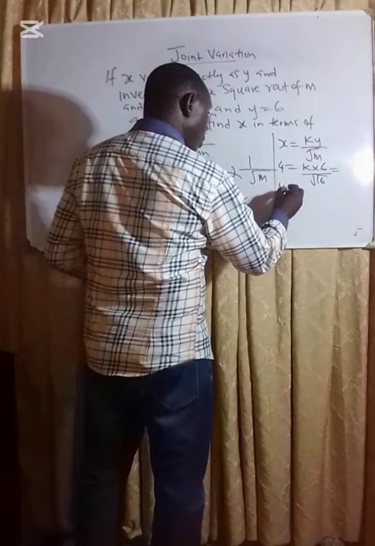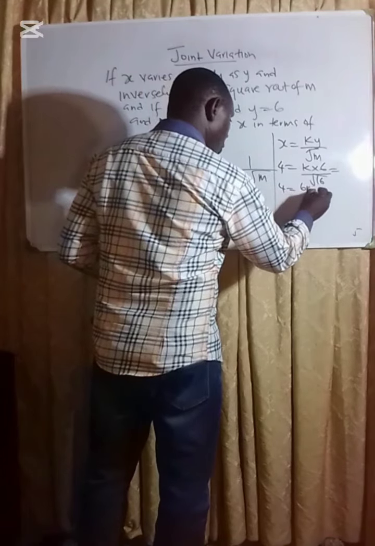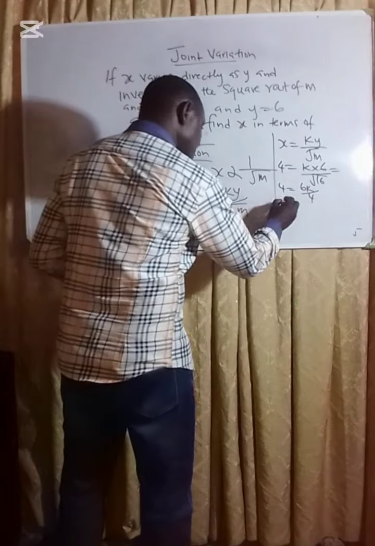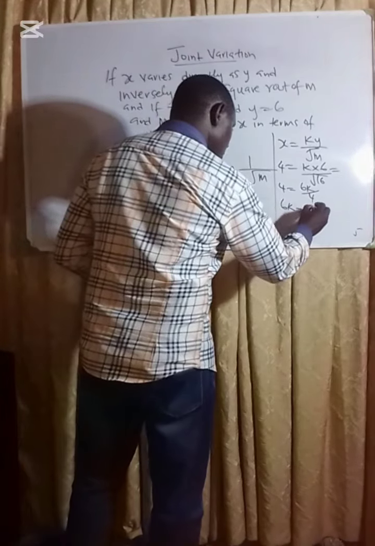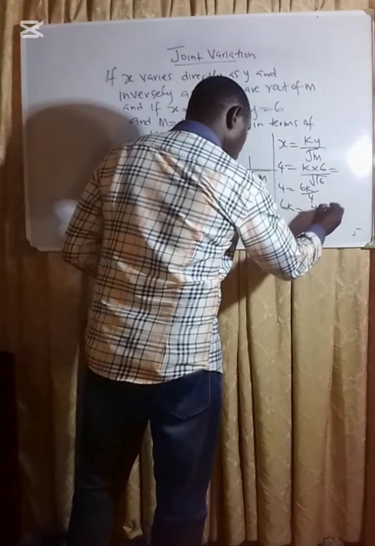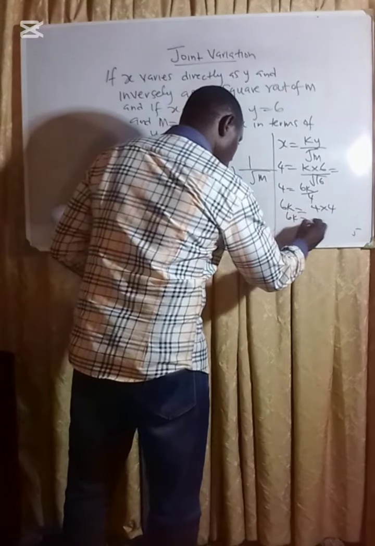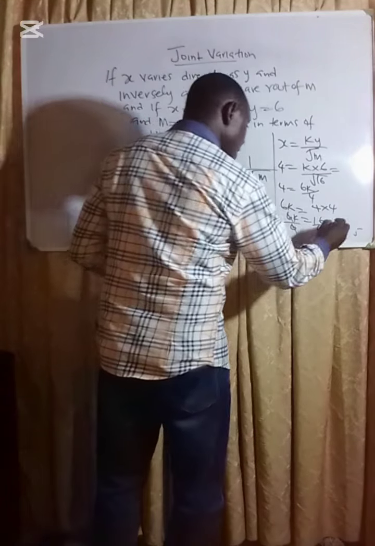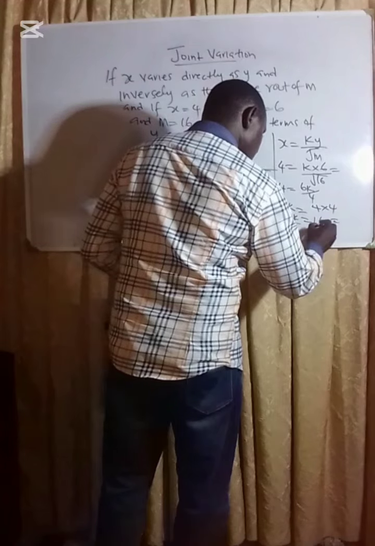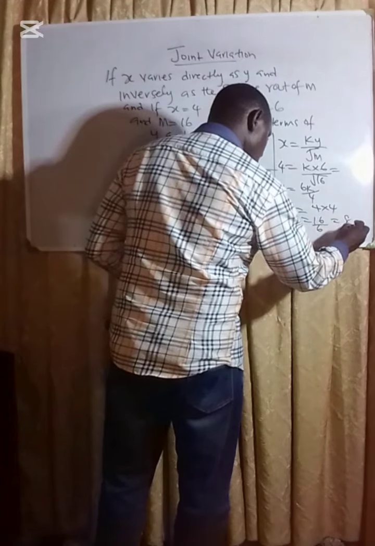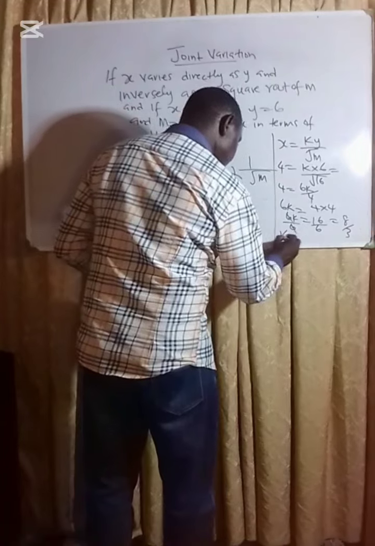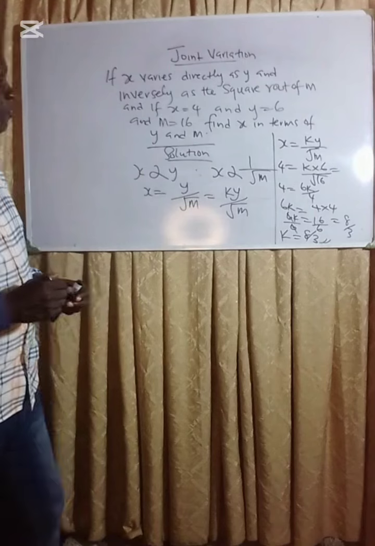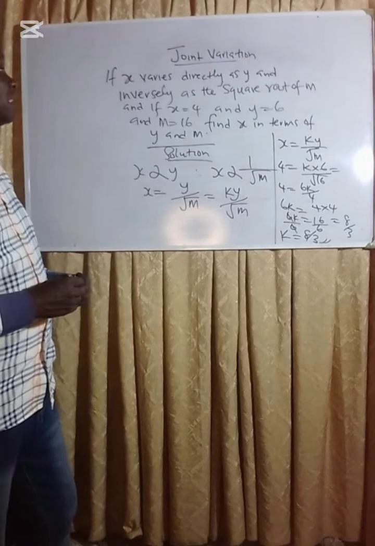This now will be 4 is equal to 6k all over 4, because the square root of 16 is 4. So I can say 6k is equal to 4 times 4. 6k is equal to 16. Divide both sides by 6. This can cancel this. 2 comes here, 8 all over 3. So my k will be 8 over 3. Now I have gotten the value of k as 8 over 3.